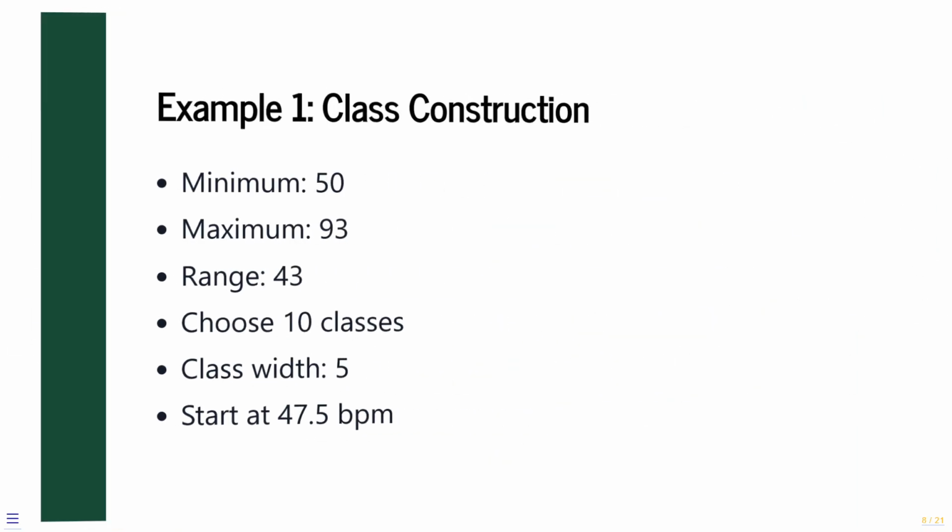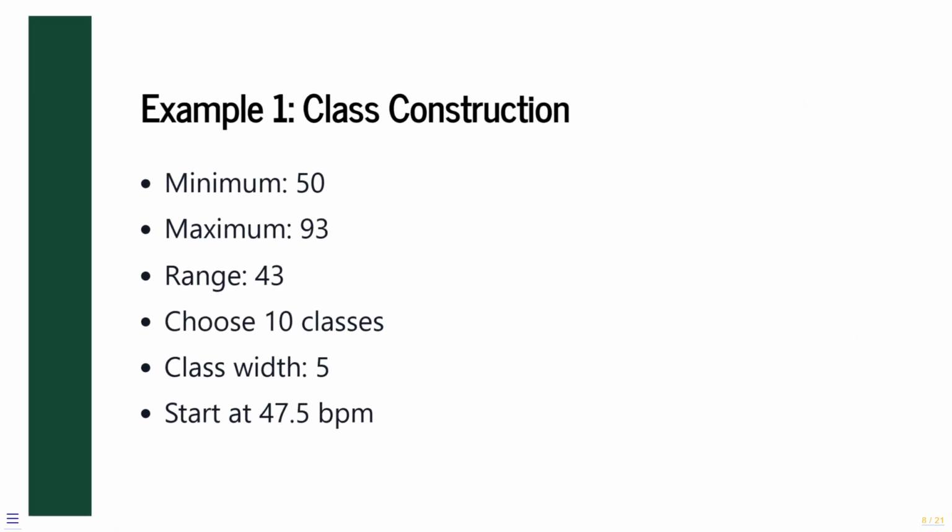The minimum heart rate is 50 and the maximum is 93, giving a range of 43. Suppose we choose 10 classes. The class width is 43 divided by 10, which is equal to 4.3, which we round up to a convenient value of 5 beats per minute. We start slightly below the minimum value at 47.5 and construct the class intervals.